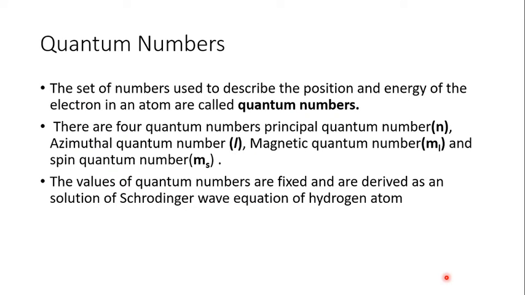Quantum numbers: the set of numbers used to describe the position and the energy of the electron in an atom are called quantum numbers. There are four quantum numbers: principal quantum number, azimuthal quantum number, magnetic quantum number, and spin quantum number. The values of quantum numbers are fixed and are derived as a solution of the Schrodinger wave equation of the hydrogen atom.